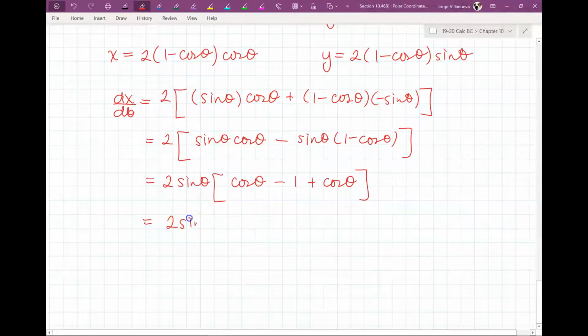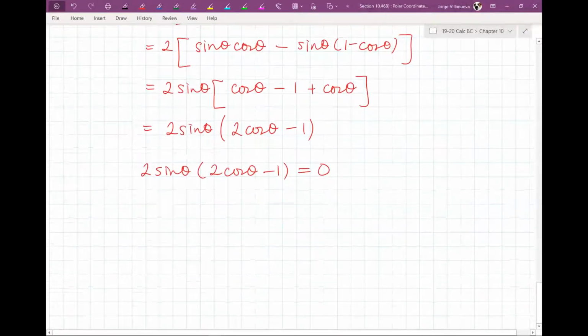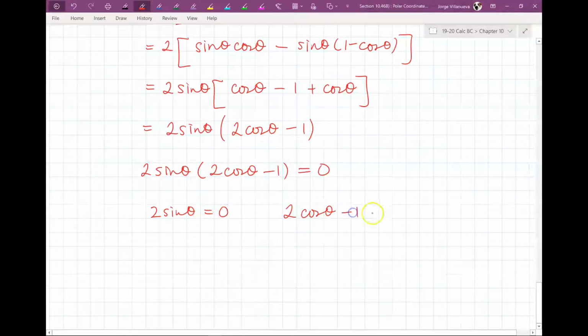So it's 2 sine theta times 2 cosine theta minus 1. Now, at this point, hopefully you feel like, okay, I can do this. All right, hopefully you can. 2 sine theta times 2 cosine theta minus 1 equal to 0, because I already have it factored out, right? So it's not really complicated. So we'll take 2 sine theta equal to 0 and 2 cosine theta minus 1 equal to 0.